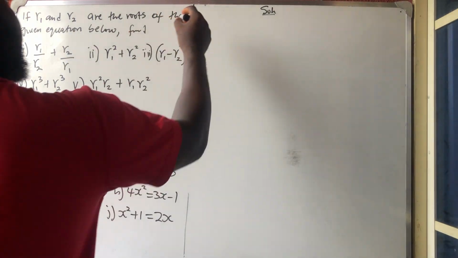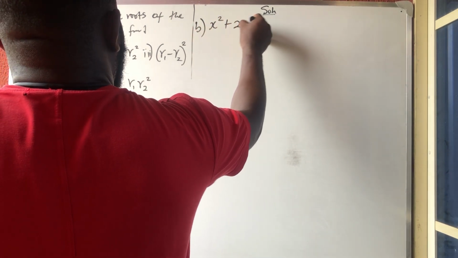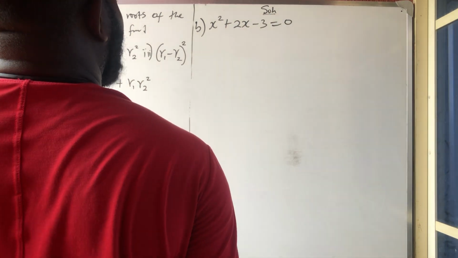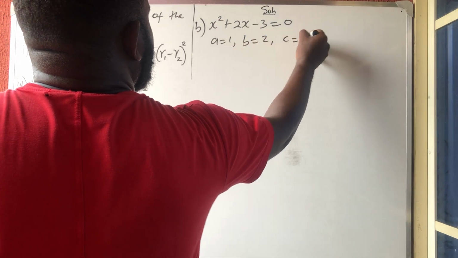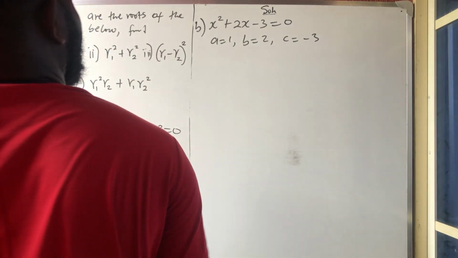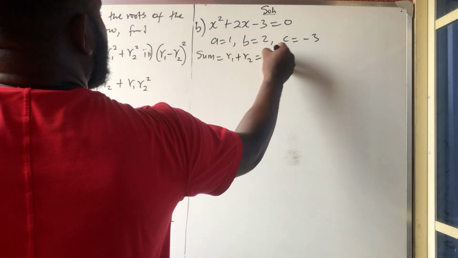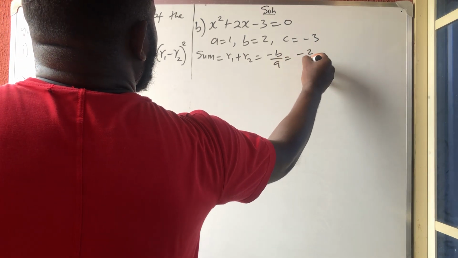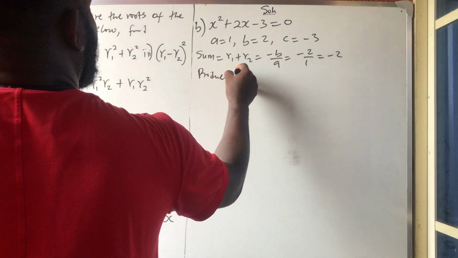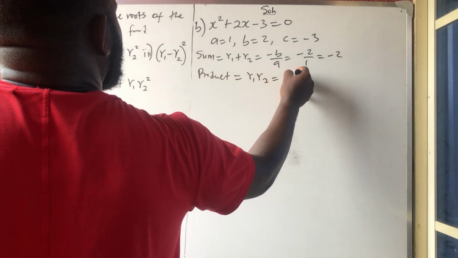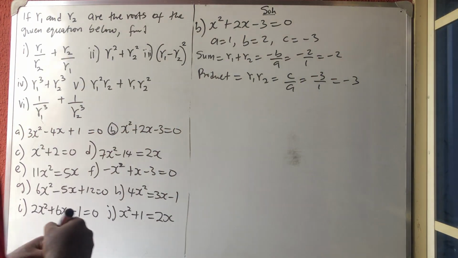So number B said x squared plus 2x minus 3 is equal to 0. So from here we are having that A is 1, B is 2, and C is minus 3. Okay, so you need the sum. The sum is R1 plus R2, which is minus B over A, which is minus 2 over 1, which is minus 2. Okay, the product, R1 R2, which is C over A, which is minus 3 over 1, which is minus 3.